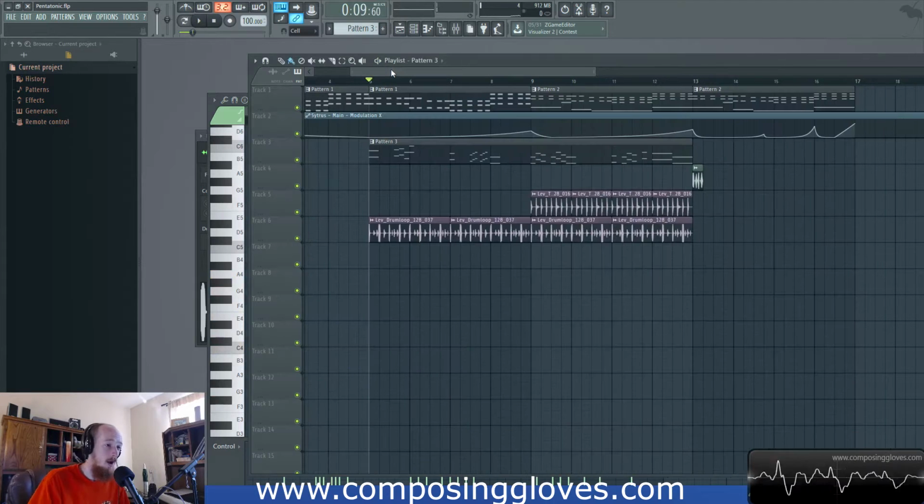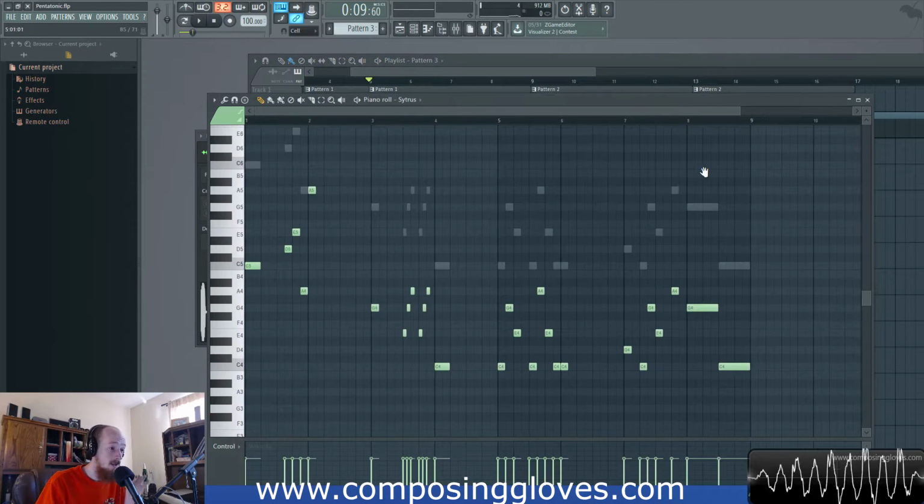So this is just something I whipped together super fast to give a demonstration of the pentatonic scale. The pentatonic scale is cool because pentatonic scales are really rooted in the key that you write them in. Now, I'm only going to cover basic major pentatonic scales for now.